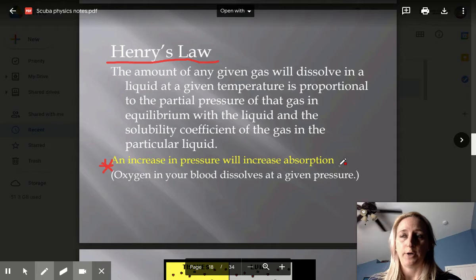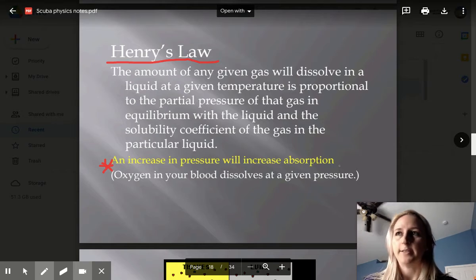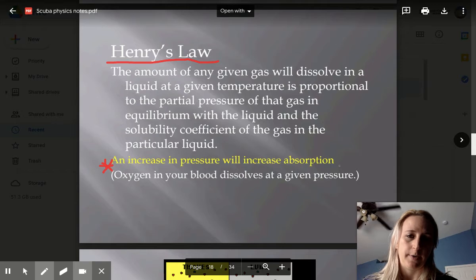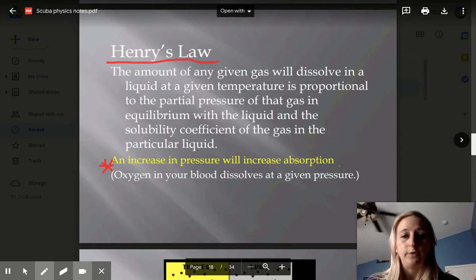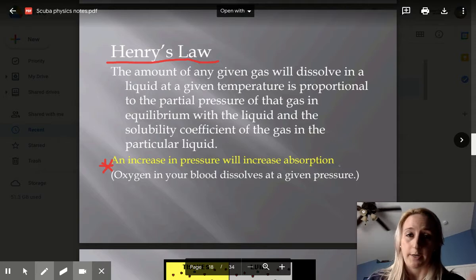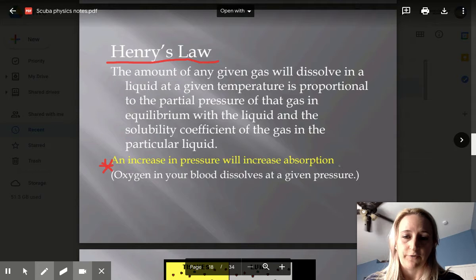You increase the pressure of a gas, you're going to increase how fast it dissolves into your bloodstream, into a liquid. Okay, last chapter we talked about the atmosphere and the ocean. Well, if you increase the pressure of carbon dioxide on the ocean by adding more carbon dioxide to the atmosphere, it's going to end up dissolving into the ocean faster.